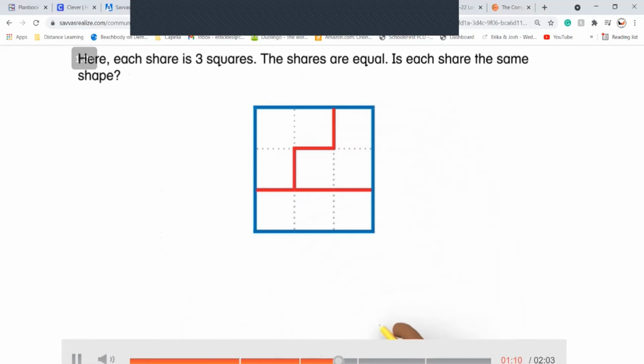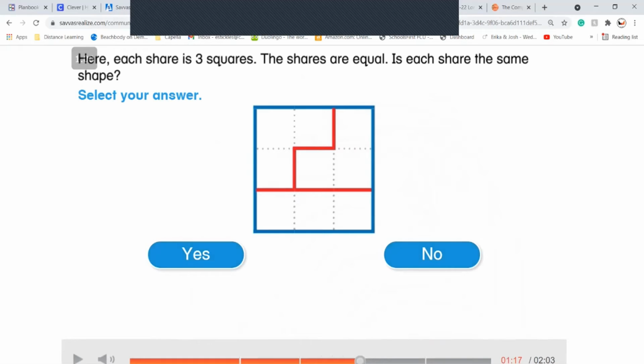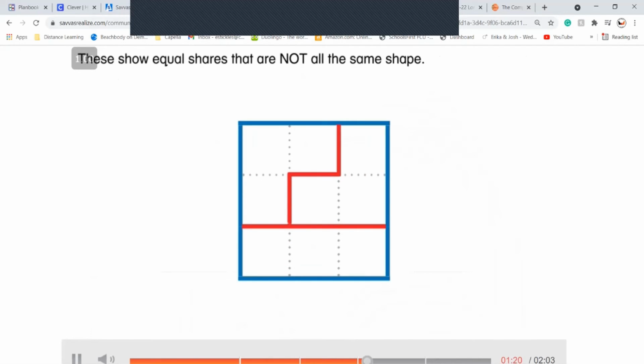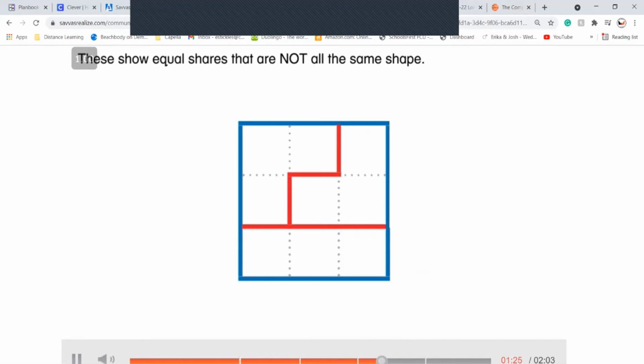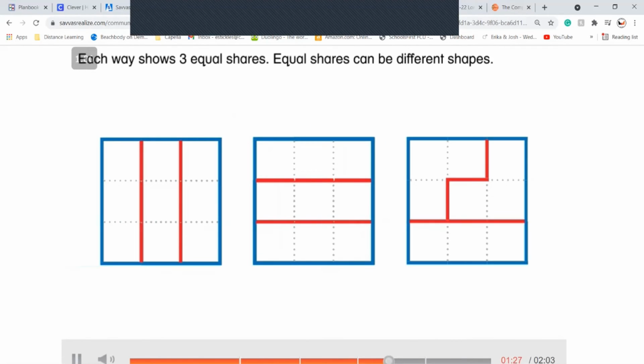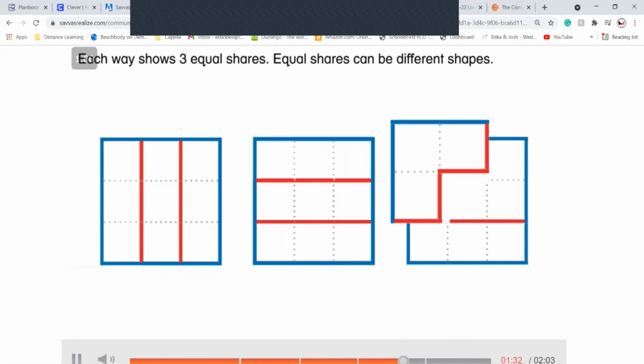Here, each share is 3 squares. The shares are equal. Is each share the same shape? Select your answer. Well, one shape is a rectangle, and then the other two shapes are like L shapes, so they're not all the same shape. These show equal shares that are not all the same shape. Each way shows 3 equal shares. Equal shares can be different shapes.